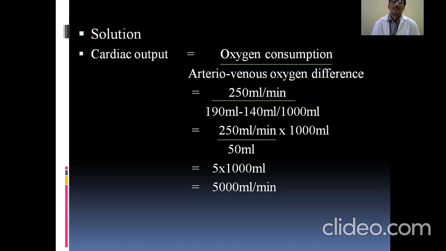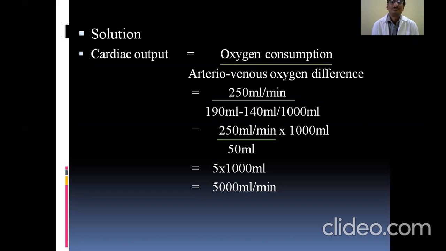As I said, the formula is oxygen consumption divided by arteriovenous oxygen difference. In this case, the oxygen consumption is 250 ml per minute, and the arteriovenous oxygen difference is 190 ml in the arterial blood and 140 ml in the venous blood, that is per liter of blood. So this 1000 which is the denominator will go upward in the next step. So 250 ml divided by 190 minus 140, which is 50 ml, and the whole thing is multiplied by 1000 ml.